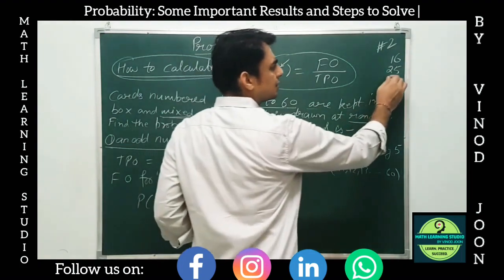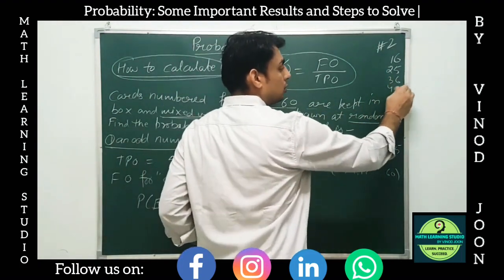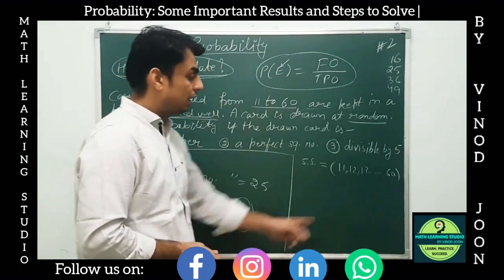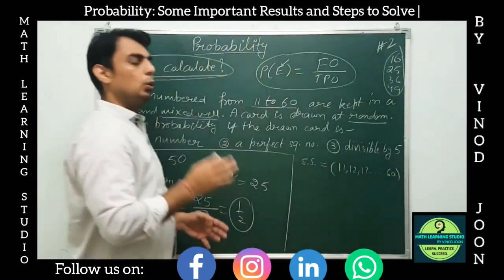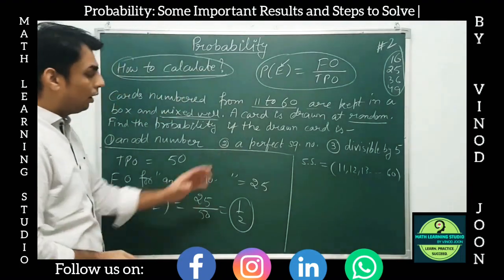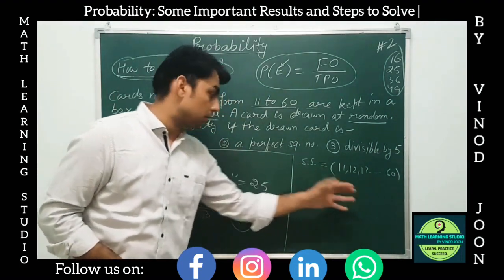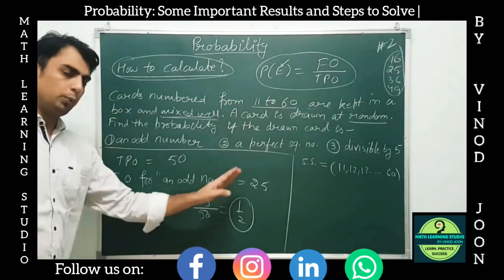Then square of 6, 36 will be there in that list. Square of 7 will also be there, 49. Square of 8, no, that is 64. It will not be in this list. So we can say these are the 4 numbers which are perfect square and in this list. Now, so this is one way of writing. We can again write favorable outcomes for a perfect square number. We'll write this complete statement. Then P of E, we get the probability.